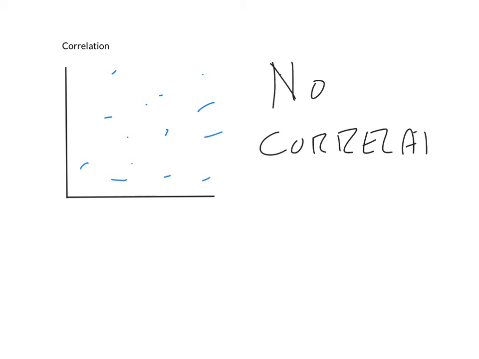And for our last example here, we're just going to put our points. And here we see that the points don't really head upwards or downwards. They're just kind of scattered there. We can say that there is no correlation. Okay, no correlation.